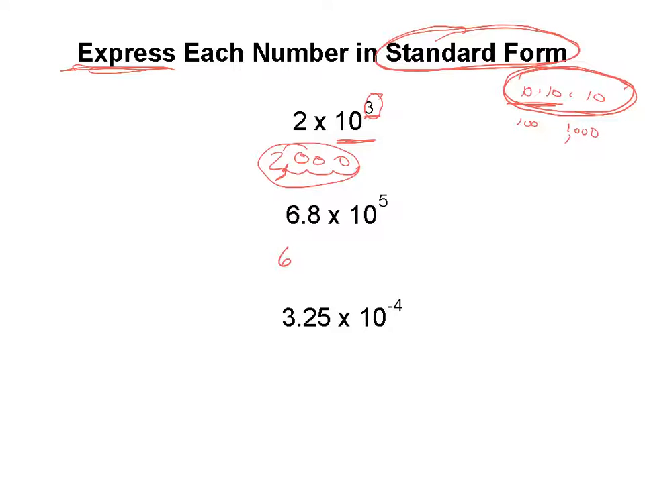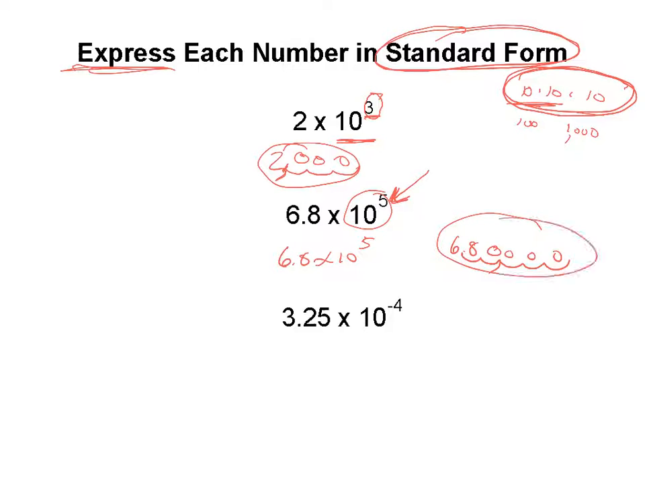Okay. Let's do the same thing with this one. 6.8 times 10 to the fifth. Remember, that would be like 10 times 10 times 10 times 10 times 10, right? Or in other words, the little shortcut is to think, I'm going to move my decimal 5 to the right. So here's where it used to be. Let's move it 5 to the right. 1, 2, 3, 4, 5. And then fill in your loops with zeros, and you've got it. So that's 680,000.